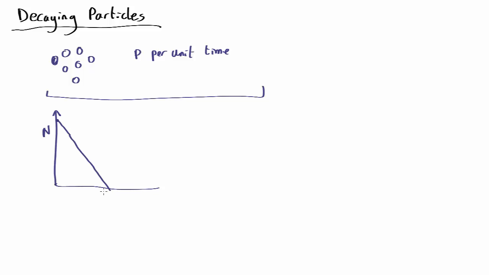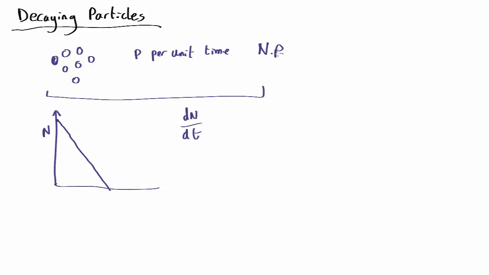Well, the slope here is telling you how many atoms are decaying per unit time. It's d number by d time. And what's that going to depend on? Well, the number of atoms decaying per second is going to depend on the number of atoms you have to start off with times P. It's going to be N times P.